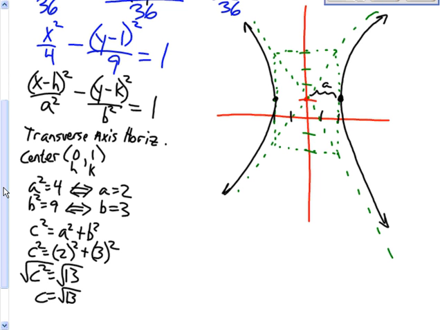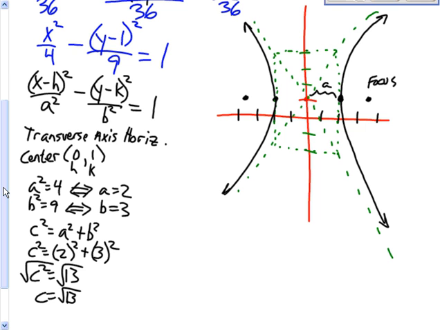Okay, square root of 13, which is 3.606. So square root of 13, 3.6, I'm about right there with my focus. So here's one of my foci. Here's my other one, 1, 2, 3, 0.6 away, about right there. There's my other focus.